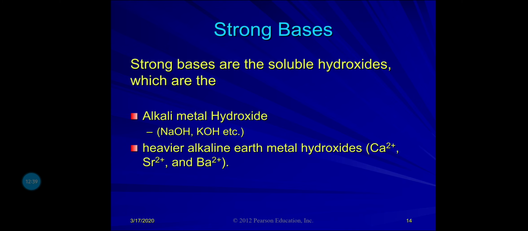Also, the alkaline earth metals, the second A group elements in the periodic table, also make hydroxides, and they are also strong bases, but not all of them. A few, like calcium hydroxide, strontium hydroxide, and barium hydroxide, are strong, whereas others are weak bases because they do not dissolve in water.